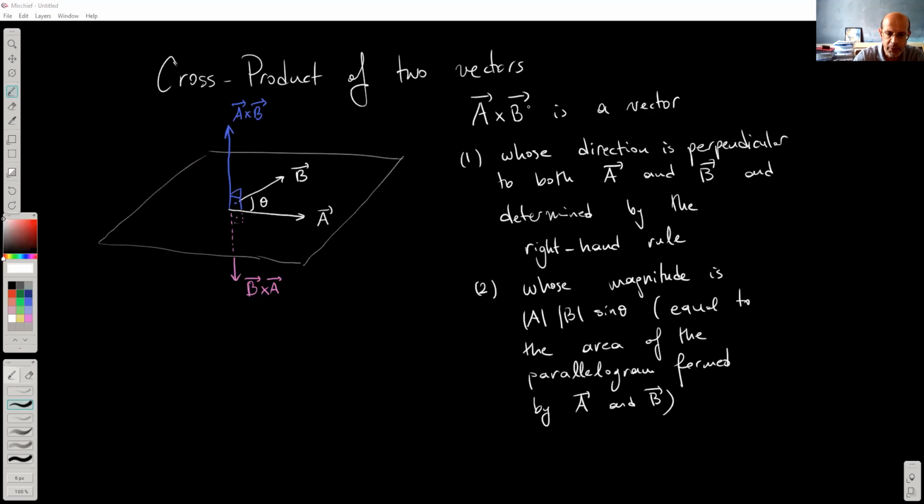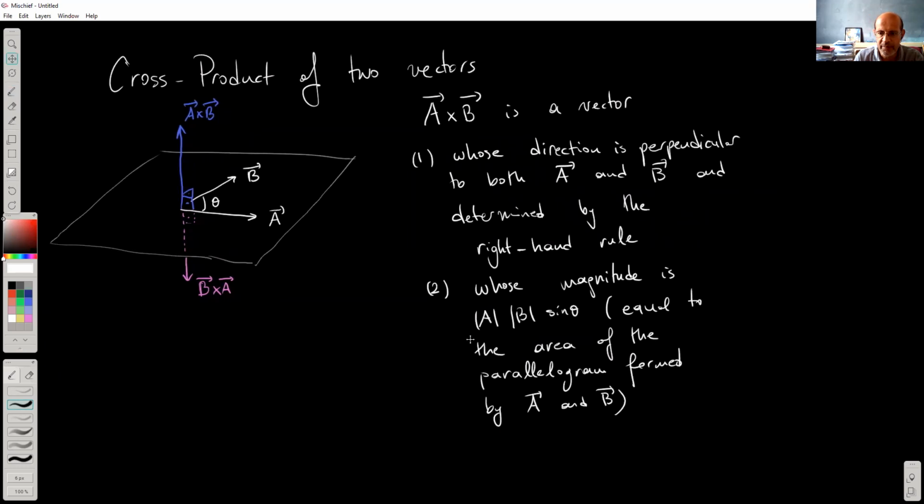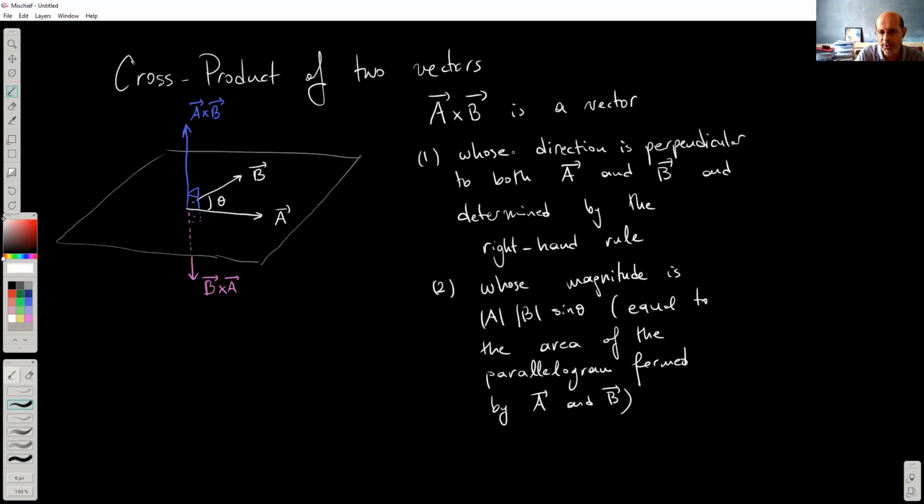So the dot product gives a scalar as a result. Cross product gives a vector. And to be able to describe the vector in a precise way, we have to describe both its direction and its magnitude. So we basically do this; this is the definition, it's just a reminder.